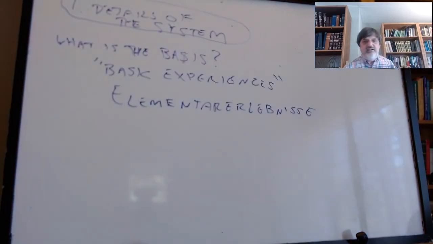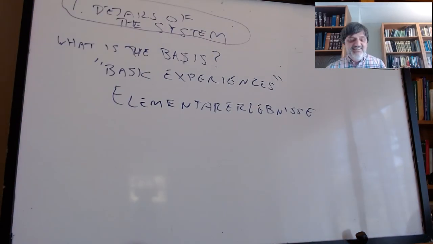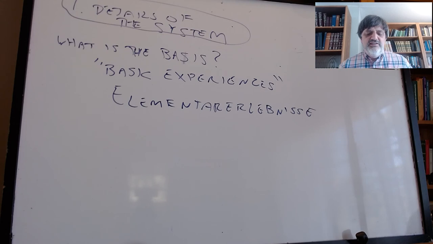In German, they're called elementare Erlebnisse. Erlebnis is one of the German words that can be translated as experience. So it's elementary experiences. What are these? I kind of already explained, but it's worth saying a little bit more: number one, the things we would normally think of as sense data are supposed to be abstractions from these elementare Erlebnisse.